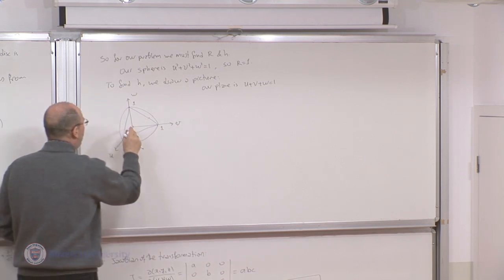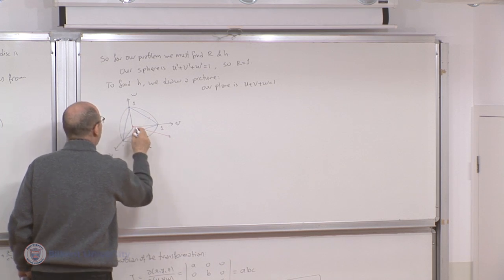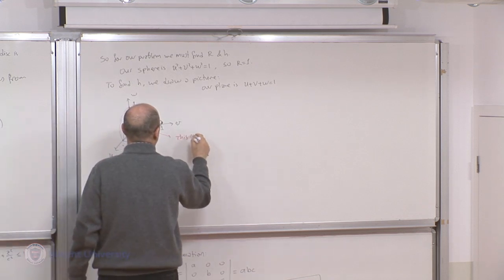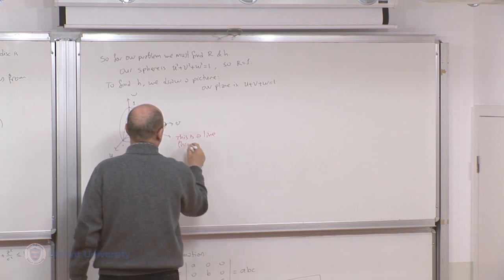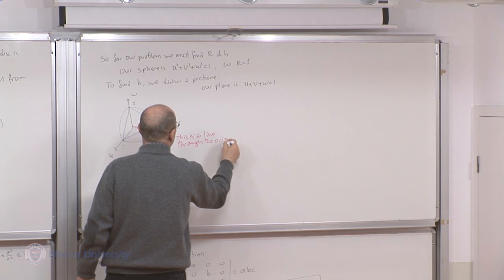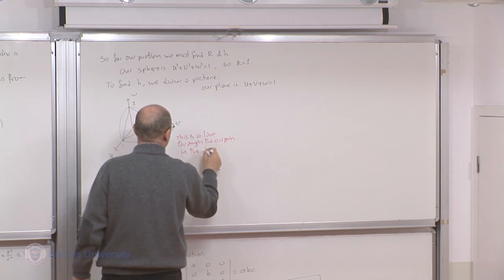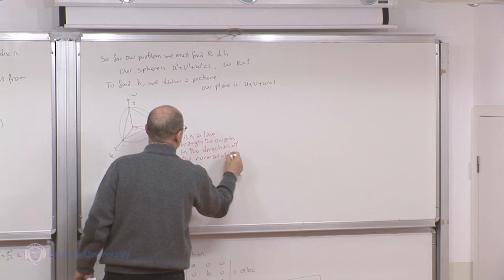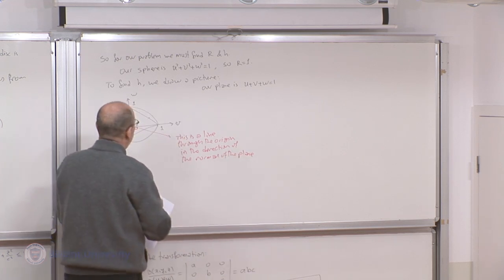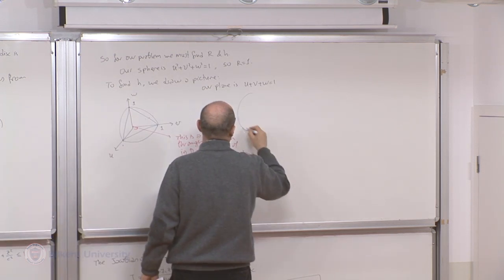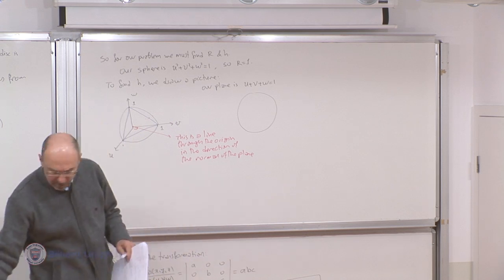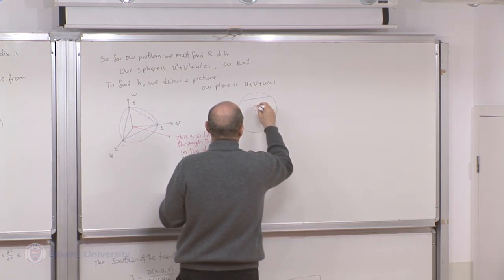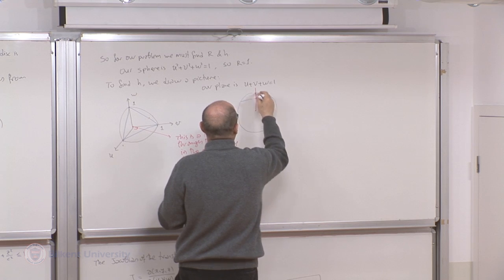So it should come this way, right? Maybe like this. When it intersects the plane, it is perpendicular here. This is a line through the origin in the direction of the normal of the plane. So what we have is this: this is our sphere, this is our plane in the picture, and this red line is this thing. We want to find this distance.